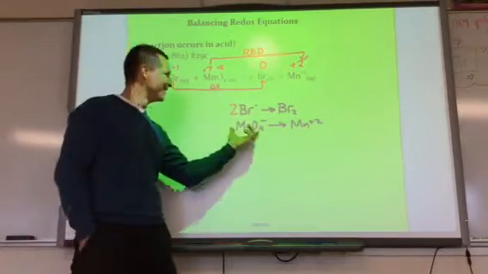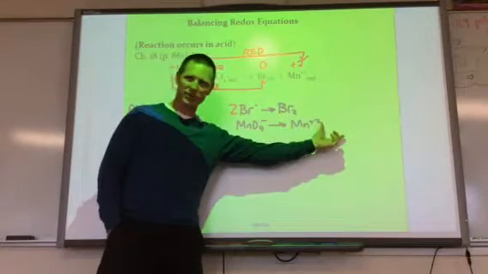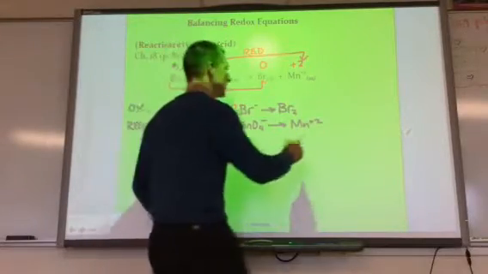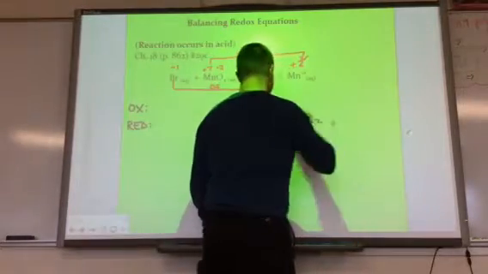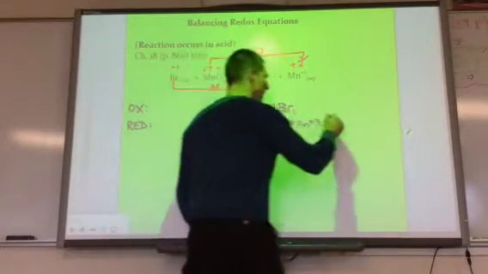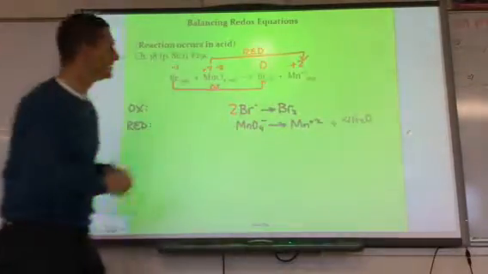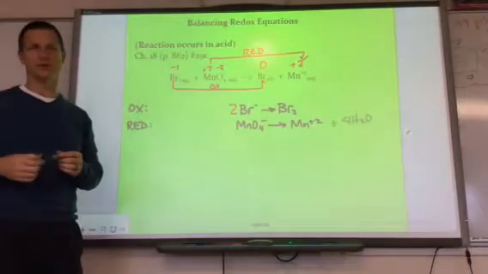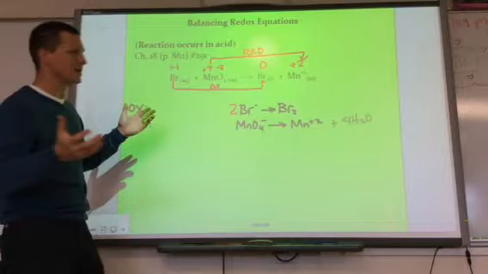We have 4 oxygens on the left. We can put the 4 water molecules on the right now. Different color. I'll pick up my green. So 4 oxygens are removed from the Mn. They're going to show up at the end. Because this thing is an acid, we know that the oxygen is going to show up in the form of water molecules. So that takes care of balancing the oxygen.